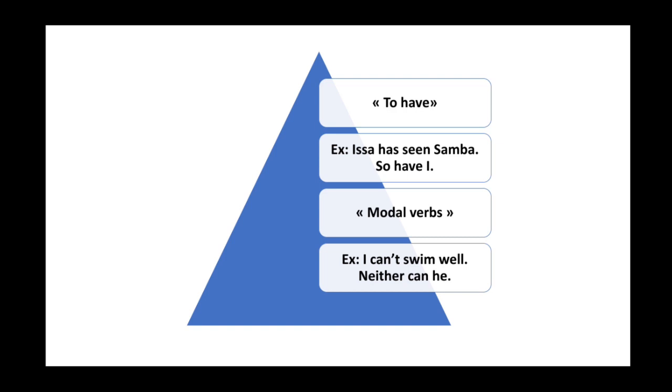And also, we have modal verbs. We can use modal verbs as helping verbs. But when? When we have modal verbs or conditional or future. This is an example. I can't swim well. Neither can he.